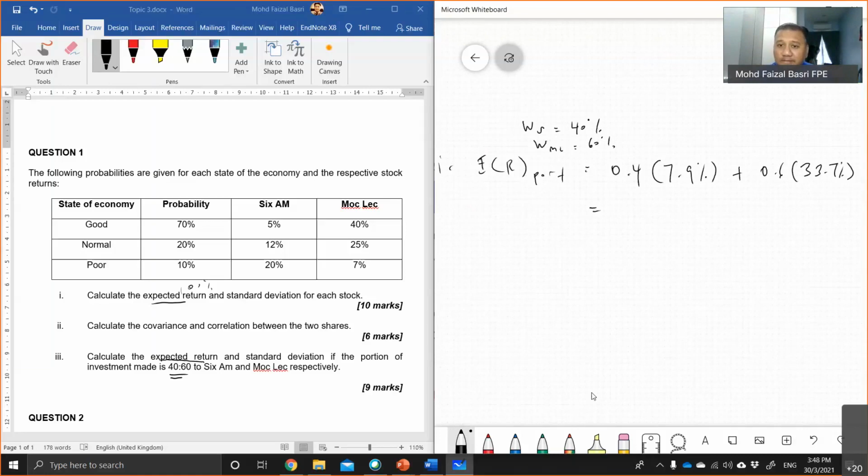So the average basically is 23.3%. Okay, simple. This is the expected return combined in the portfolio between 6 AM and ML. Okay, with this 40-60 ratio. So obviously it would be different returns if the weights were different, right? But in this case, it's between 40 and 60. So the average would be 23.38%.